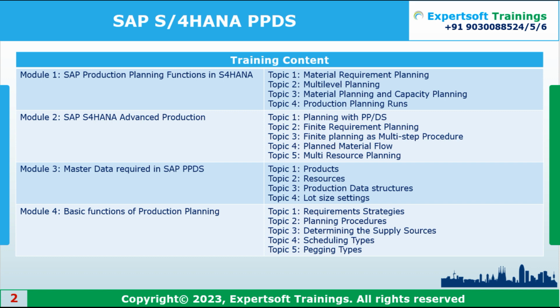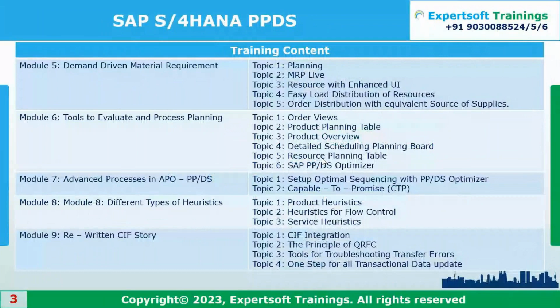If you take module 5, this is planning and MRP Live. Compared to classic ECC APO, MRP Live is the new terminology. It may be new to you. MRP Live is the current S4 HANA and ePPDS setup.